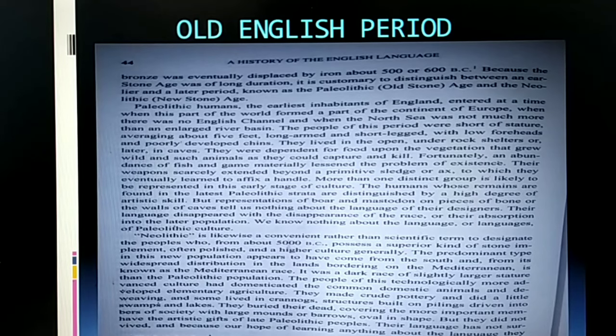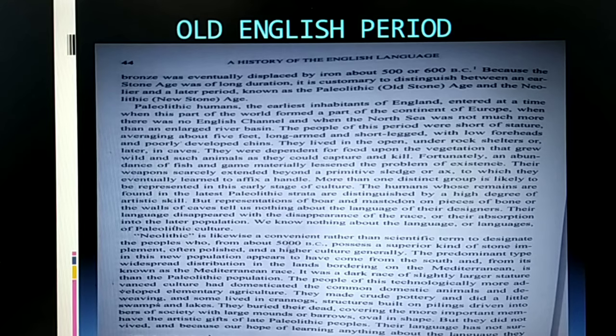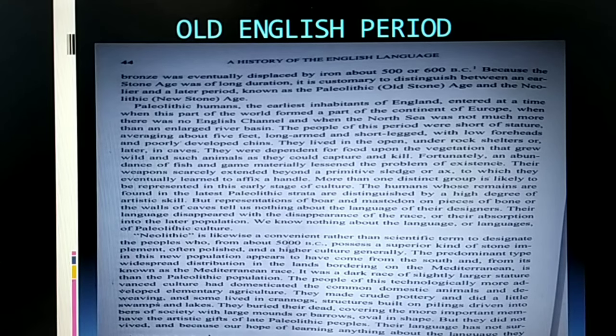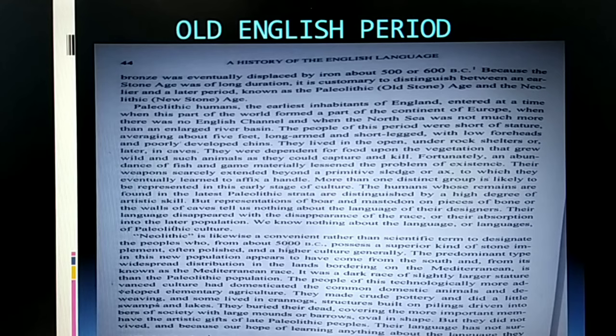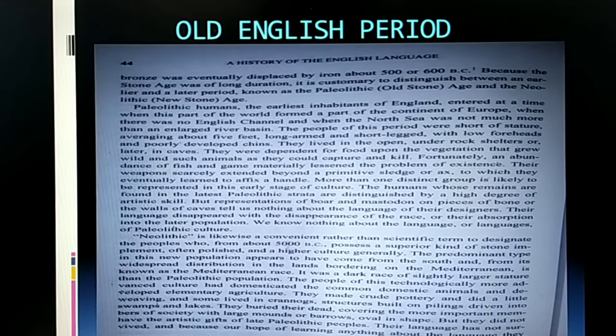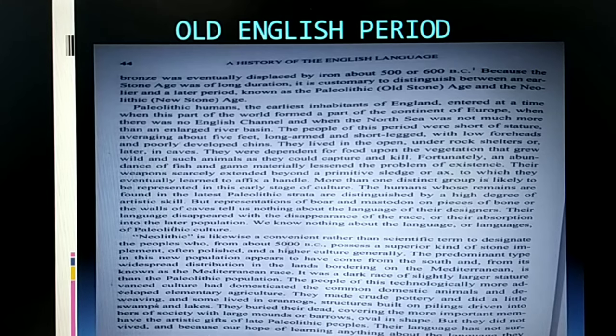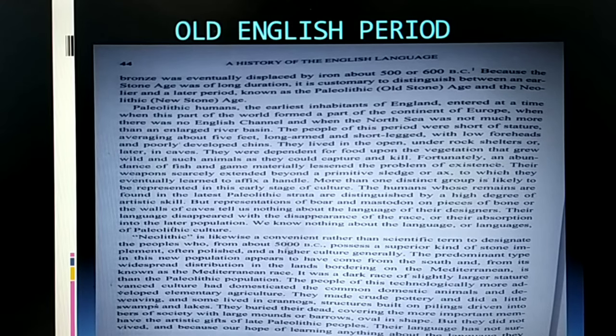Neolithic is likewise a convenient rather than scientific term to designate the peoples who from about 5000 BC possessed a superior kind of stone implement, often polished, and a higher culture generally. The predominant type in this new population appears to have come from the south, and from its widespread distribution in the lands bordering on the Mediterranean is known as the Mediterranean race. It was a dark race of slightly larger stature than the Paleolithic population.